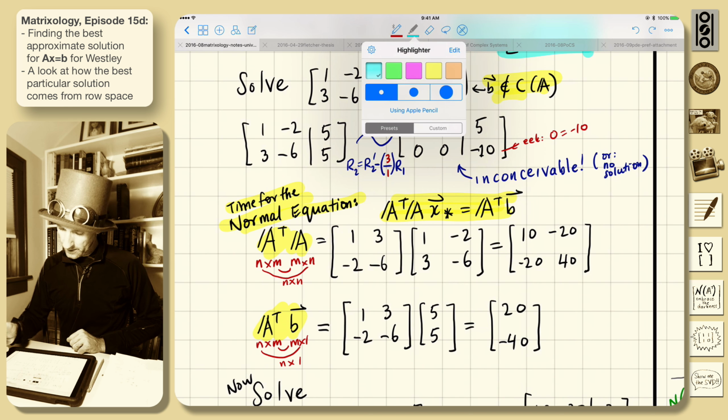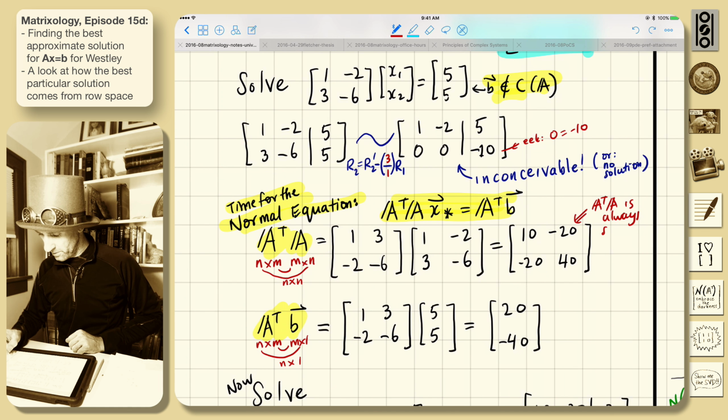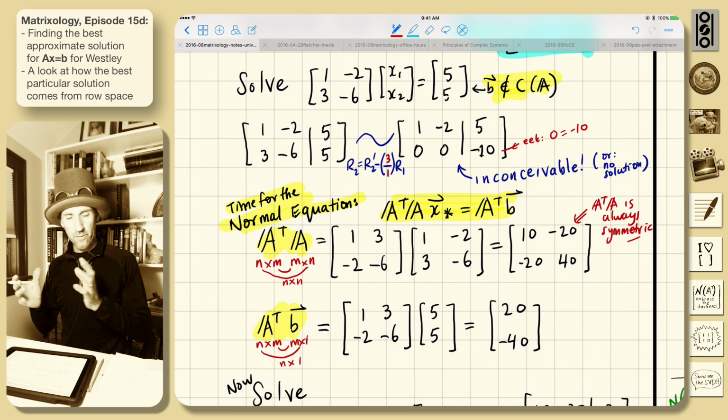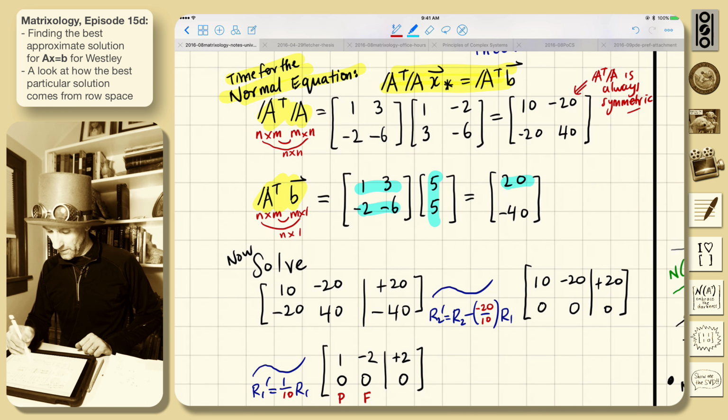So let me make that clear. A transpose A is always symmetric. I cannot say that enough. You should be absolutely all over the little proof, right? Very simple. A transpose b, similar business. 1, 3, 3, 5, which amounts to 4 times 5, 20, 20. This is really minus 8 times 5 because they're both 5s, so we get minus 40.